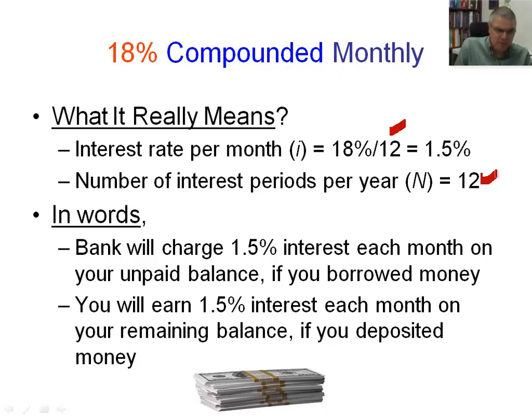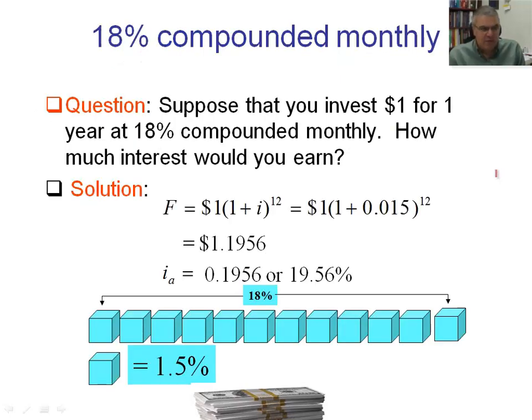So each month, if we borrow the money according to this interest rate from the bank, each month the bank will charge 1.5% interest on the unpaid balance, right? Unpaid balance, if the money is borrowed. And if the interest rate is on a deposit that you made, then you will earn 1.5% interest each month on your remaining balance if you deposited monthly, right? So far, so good, right?